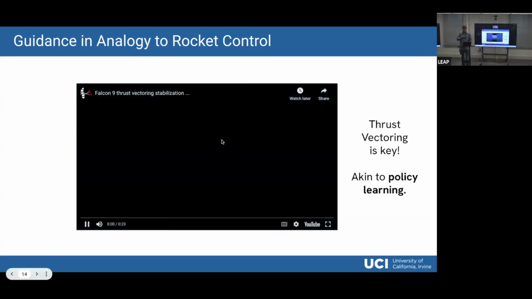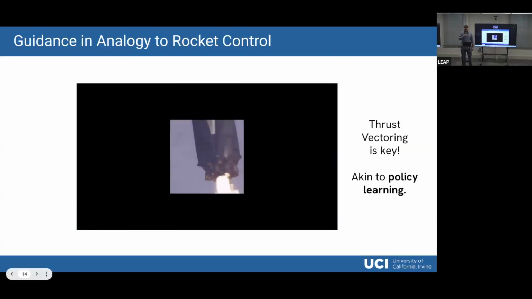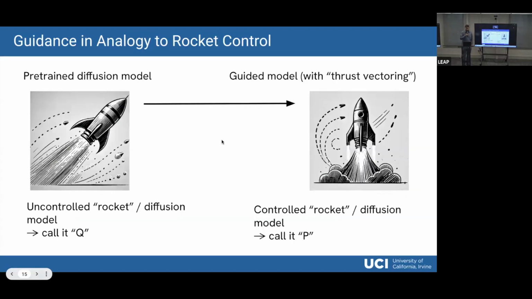And this is actually working really well nowadays, right? You can actually land a rocket safely back on Earth, and the technique behind that is, of course, thrust vectoring, to a very fine-grained degree. So we want to go from this kind of uncontrolled rocket to the controlled rocket.